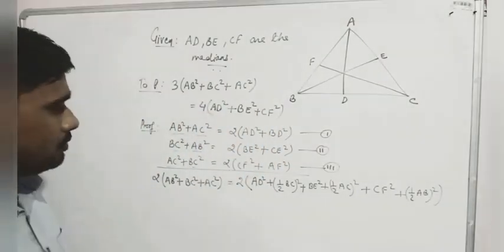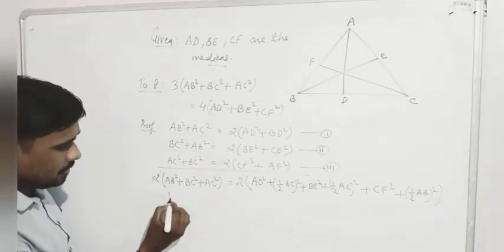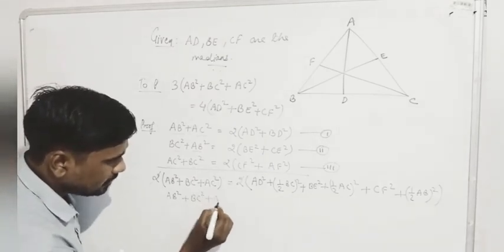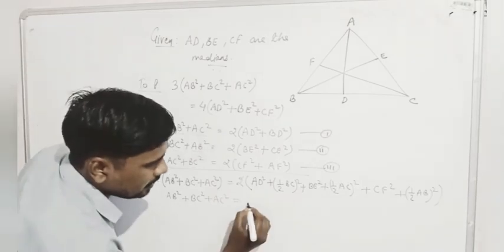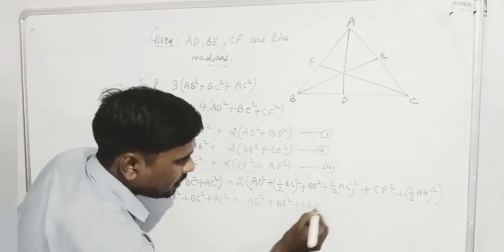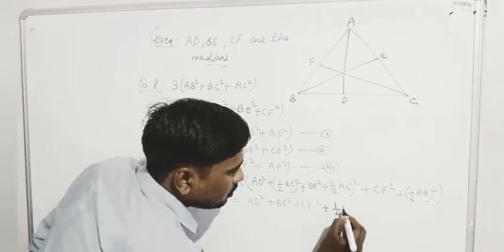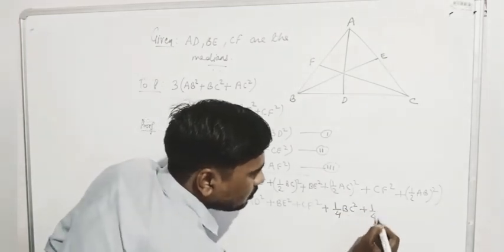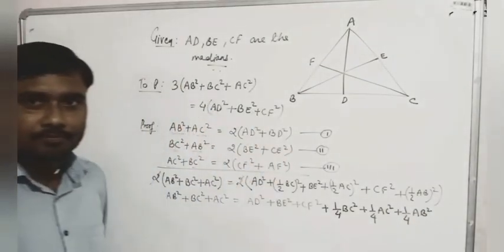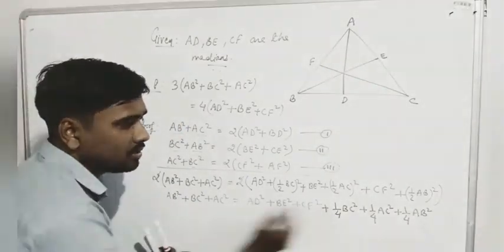Okay. Now this will be 2, you can cancel 2 on both sides. It is AB square plus BC square plus AC square is equals to AD square plus BE square plus CF square, and then this half BC whole square, that is 1/4 BC square, 1/4 AC square and 1/4 AB square. Now I will bring all these 3 parts this side. So it all will be subtracted.